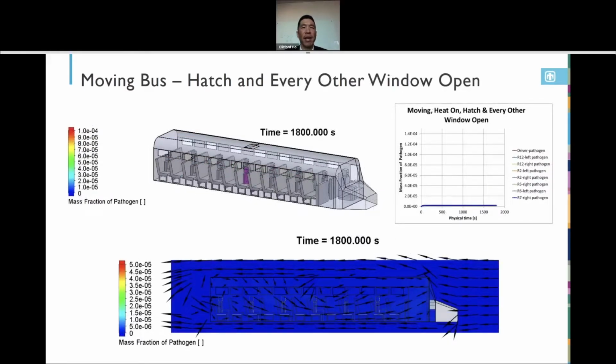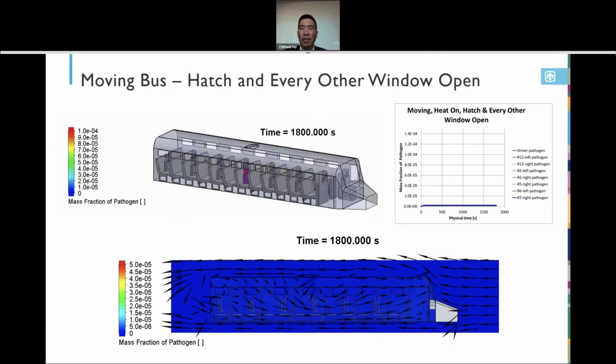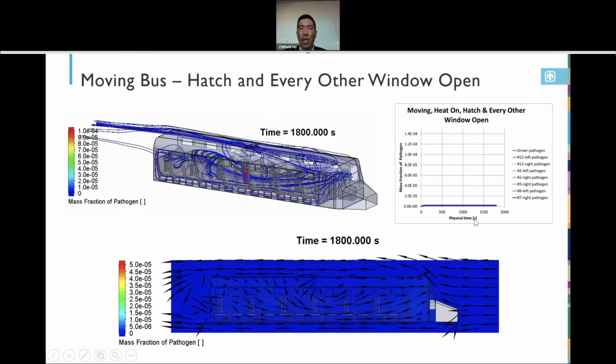This simulation shows if you have every other window open and the hatch, or all the windows open, that's the best scenario. On the bottom, it's blue. It stayed at very low concentrations. See the mass fraction in the plot here, very low. Basically, the higher the air exchange, as you might expect, the lower the concentrations.